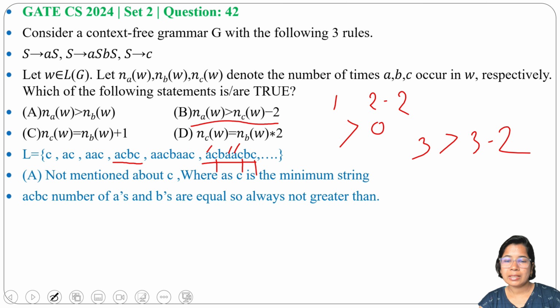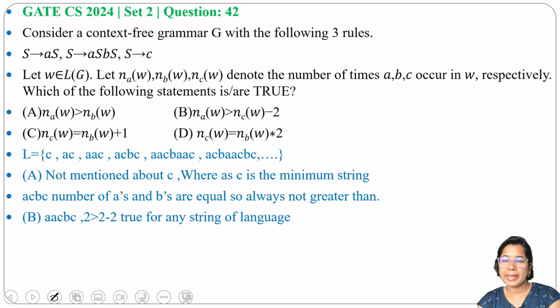You can take any string, arbitrarily any string. Always the number of A will be greater than the number of C minus 2. Now for this example, the number of A equals 4, the number of C equals 2. So 4 is greater than 2 minus 2, which is 0. Next option C: number of C equals number of B plus 1.